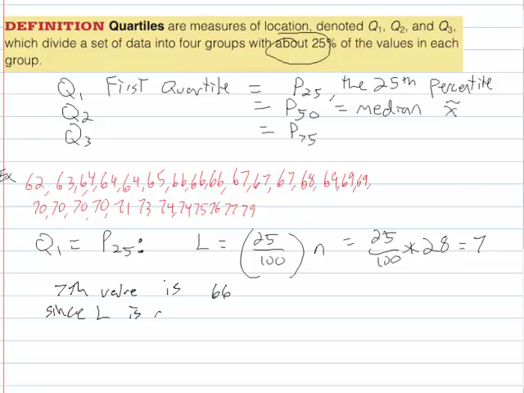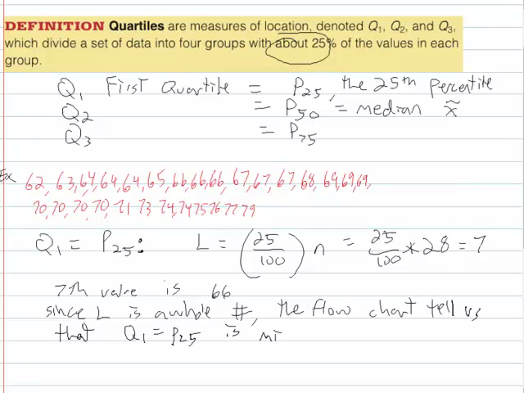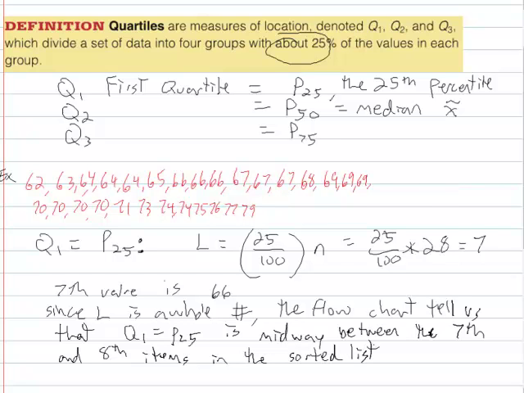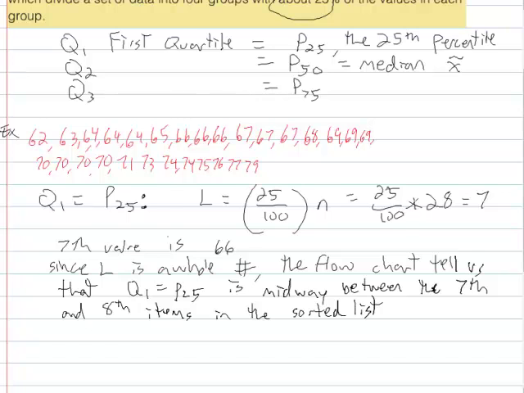Since L is a whole number, this flowchart tells us that P25, which is Q1, is midway between the seventh item and the eighth item in the sorted list. Obviously, if the list is not in order, then this doesn't do us any good. So it needs to be a sorted list.